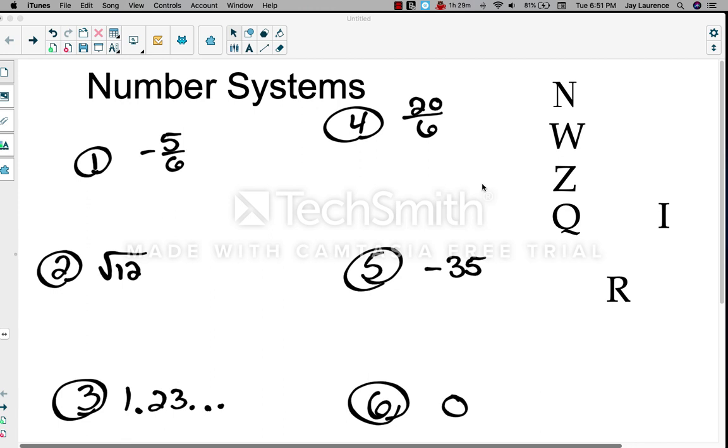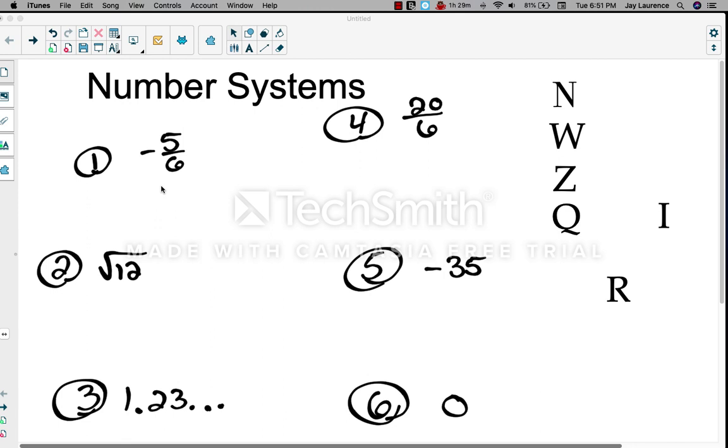I need you to be able to name all of the number systems that a given number is a member of. Okay? I would love for you to pause the video, try this on your own, do it in your notebook, and then go ahead and unpause the video and you can see my solutions. All right, here we go. If you haven't paused the video yet, go ahead and answer all 6 questions.